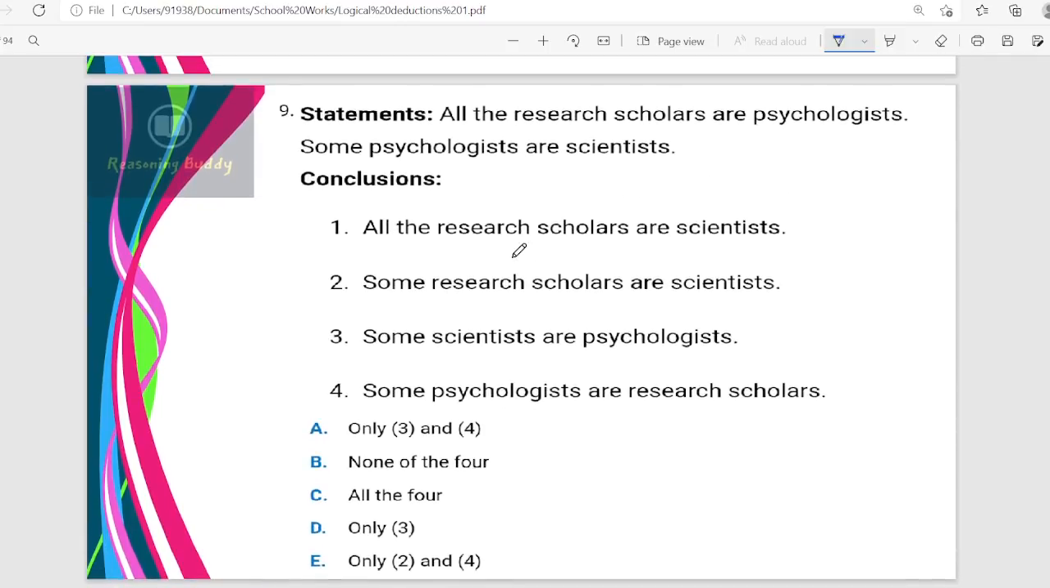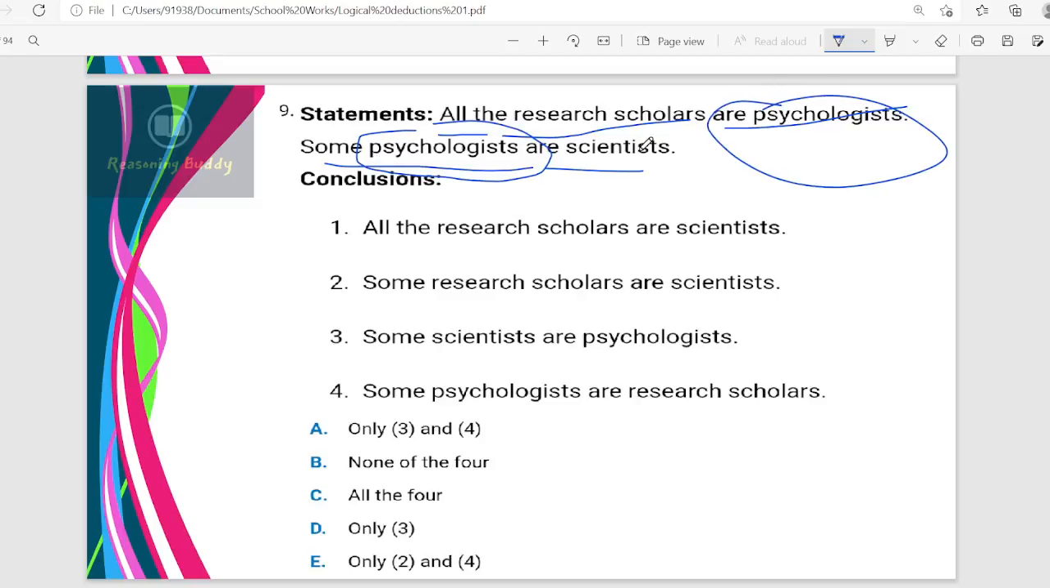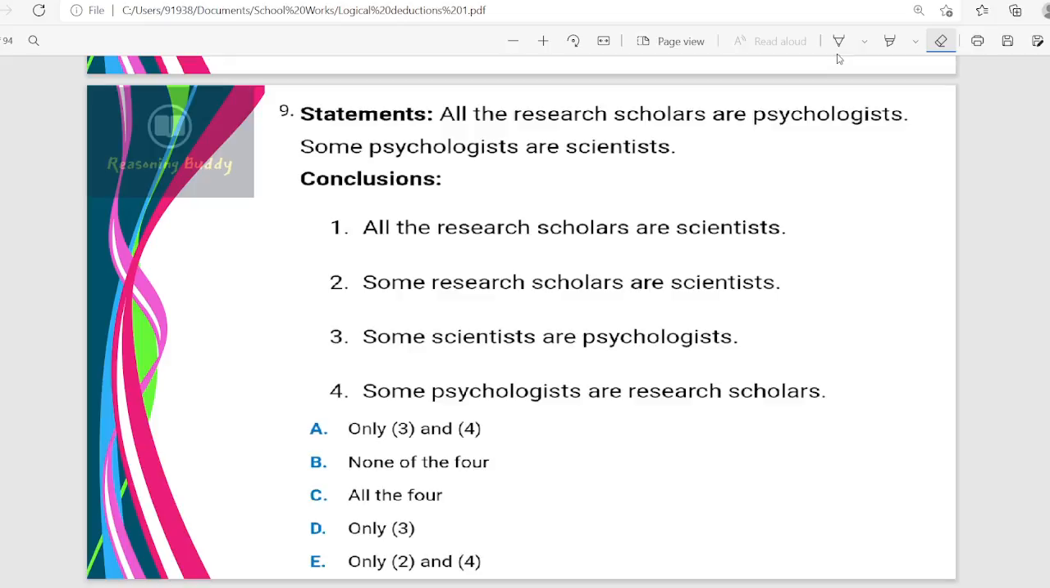Next, this is the last question of our session, so do this. So I will only tell you: all the research scholars are psychologists, some psychologists are scientists. Okay, all the research scholars, okay, the common term is psychologist. So psychologist, manaki today psychologist ki ekkada manaki distribute avaledu, so there will be no conclusion for this. So if there will be no conclusion, go for statement method, that is conclusions. So research scholars, so all ఈ మెథడ్ ప్రకారం మనకు ఆల్ అనేవి ఉండకూడదు, సో దిస్ ఇస్ స్ట్రైకింగ్ ఆఫ్.